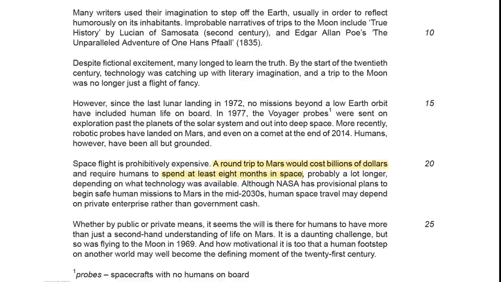Now, one implicit idea, i.e. an idea which is not clearly stated. If I just read this explicit idea again, humans would have to spend at least 8 months in space. Okay, what could we infer from that? Well, hopefully, you can see that there would no doubt be massive safety concerns over sending people to Mars for at least 8 months, if not longer. So that could be another idea.